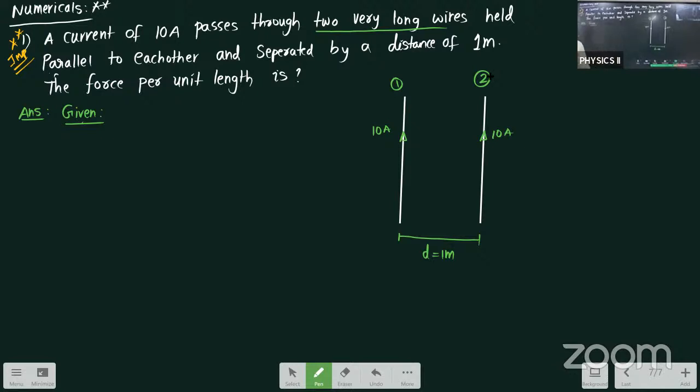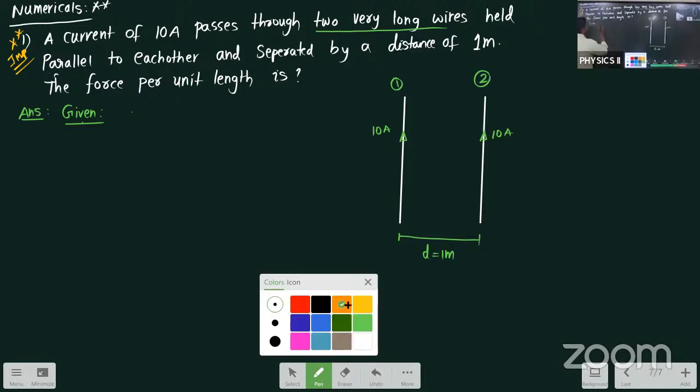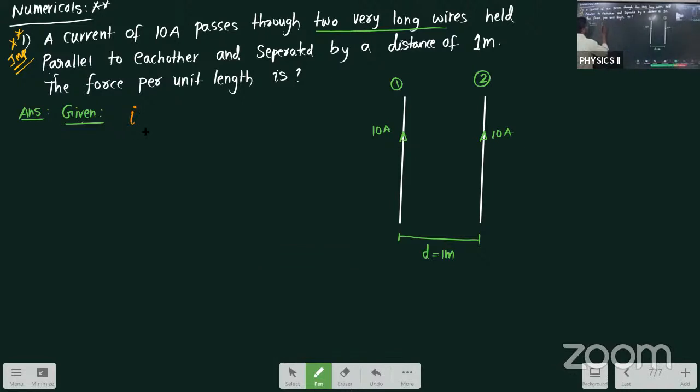And what is he asking you to calculate? He is asking you to calculate force per unit length. So what are the given quantities? Currents are given: I1 is 10 amperes, I2 is 10 amperes. Both the wires are separated by a distance of 1 meter. So these are the given things.